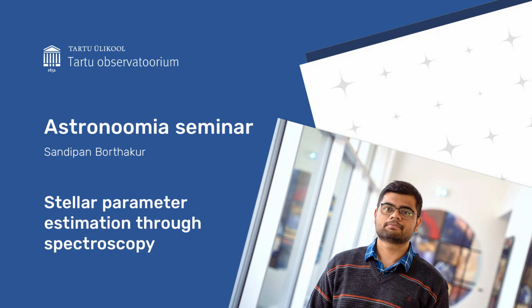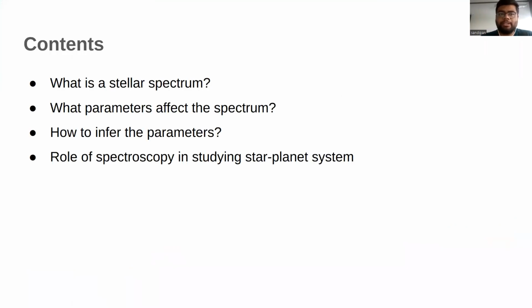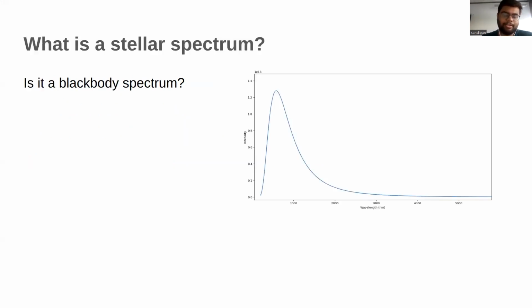Hi everyone, I am Sandipan, and the topic of my presentation is stellar parameter estimation through spectroscopy. Throughout this presentation, I will first explain what a stellar spectrum is, what are the parameters which affect that spectrum, how can we infer those parameters, and what is the role of spectroscopy in studying star-planet systems, which is also my PhD topic. So stellar spectrum is just a spectrum of the star's atmosphere.